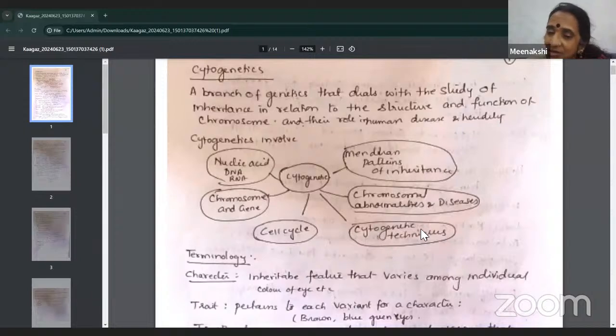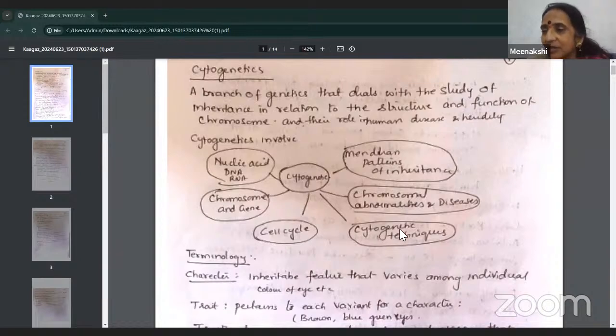And the most important cytogenetic technique is FISH, fluorescent in situ hybridization, which is called FISH. It is not there in the purview of your syllabus, but along with this, I will be providing you the steps of doing in situ hybridization, which will be helpful for you to take up any further examination. So in situ hybridization is the latest technology that we can use.